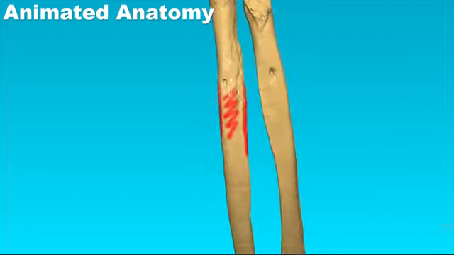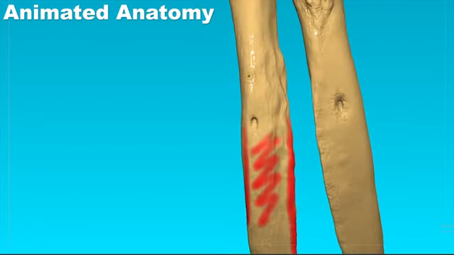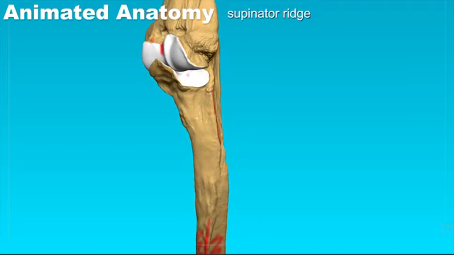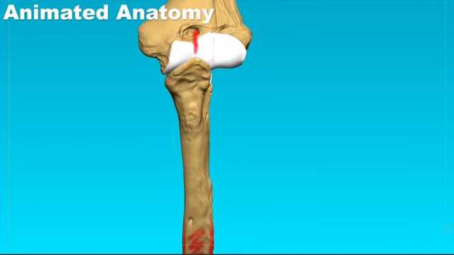On the anterior surface, we can see here the nutrient foramen. On its lateral side, we can see here the supinator ridge, and we can also see the tuberosity of the ulna.